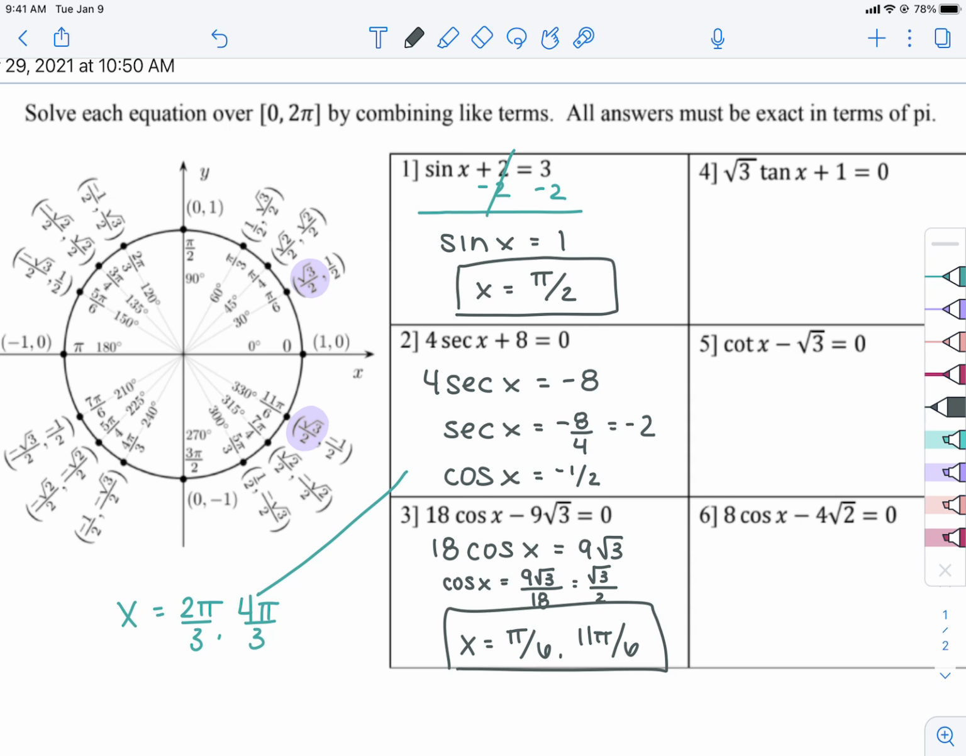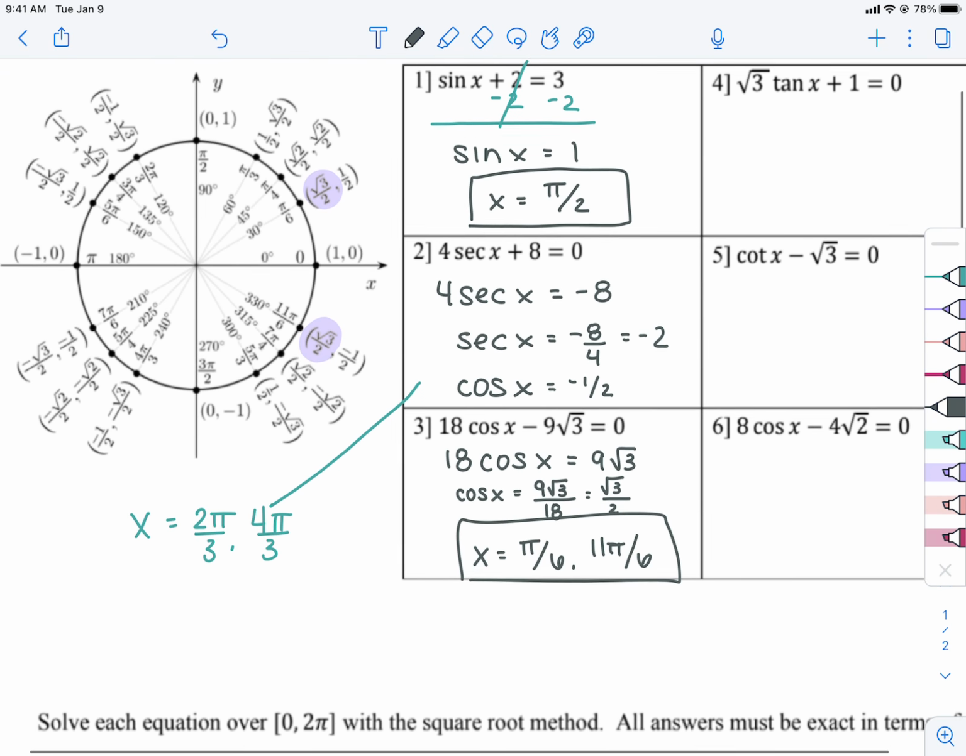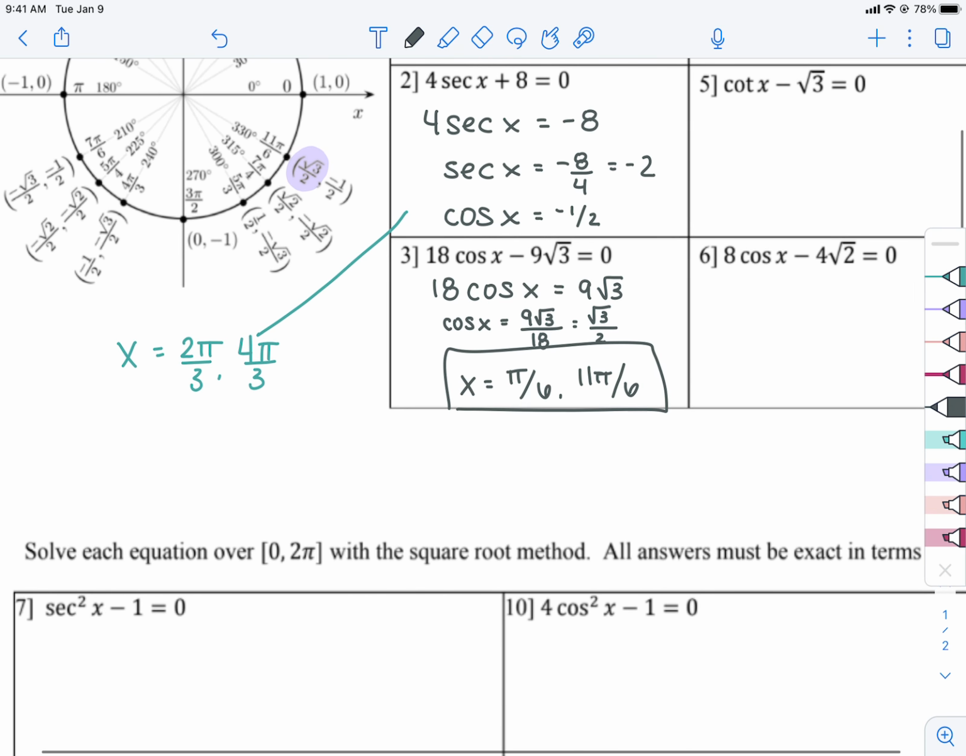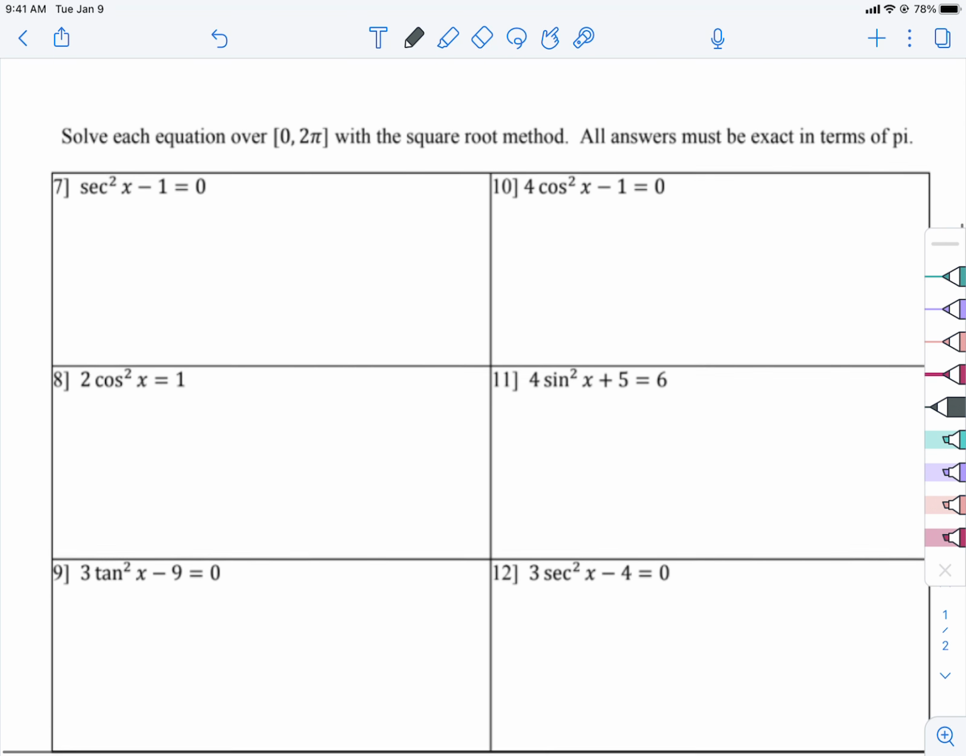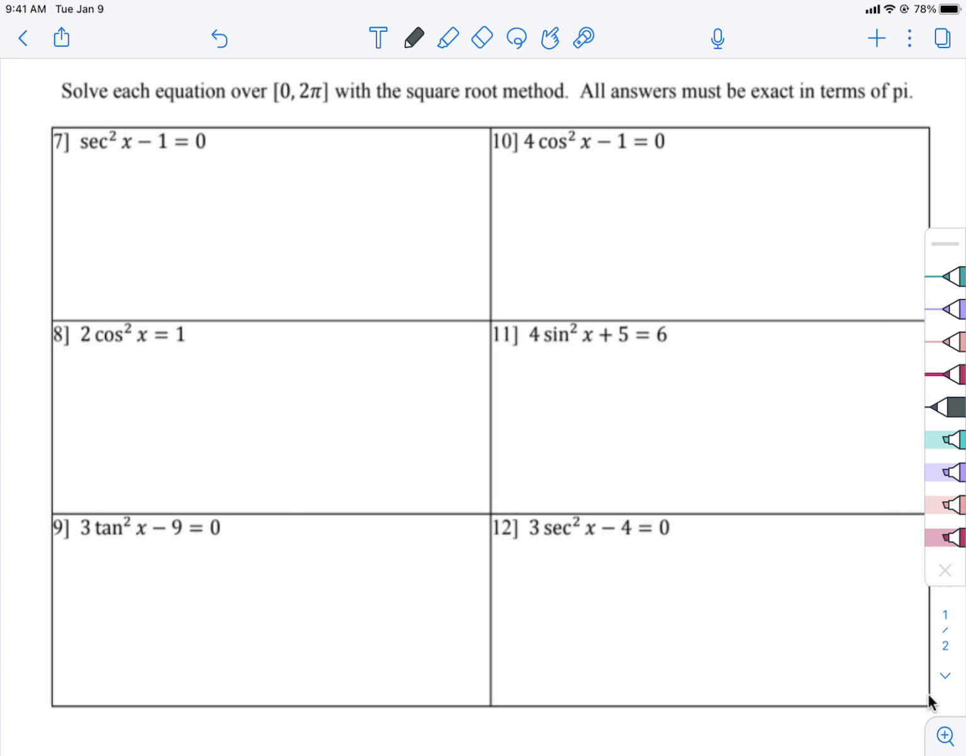Let's look at the square root ones. The other ones you're going to solve exactly the same way we were doing those. You're just going to, number 4, move the 1 over, divide by root 3, and then find the tangent that matches that. So let's look at if we had to use a square root in order to solve.